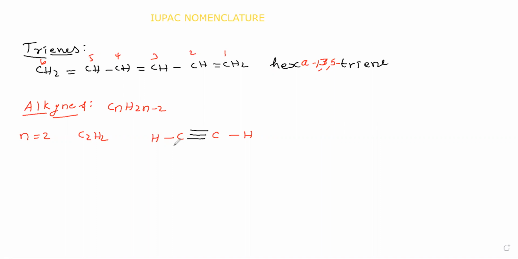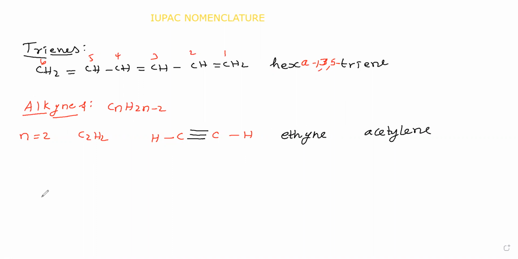Here 2 carbon atoms are present. Therefore alk word is eth. For triple bond we can say yne. So IUPAC name is ethyne. Common name for this one is acetylene. Acetylene is the common name for this compound. Next we will take n is equal to 3, n is equal to 4, like this we can take.